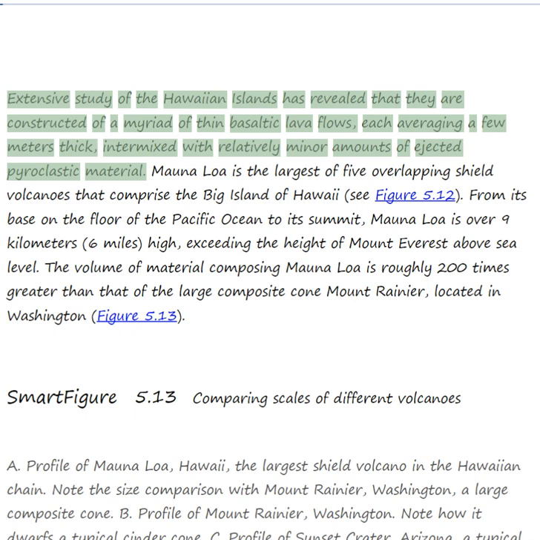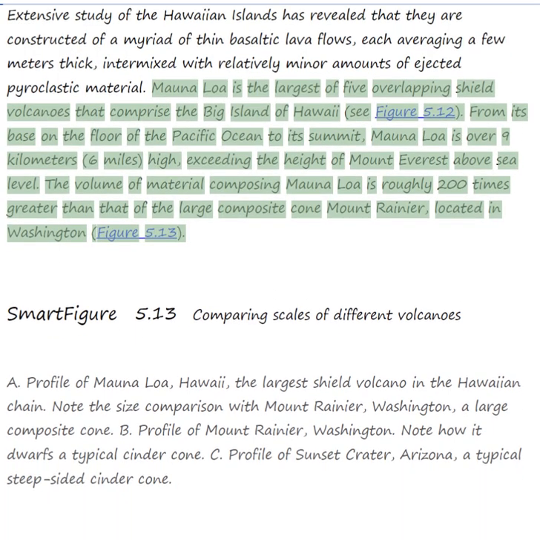Extensive study of the Hawaiian Islands has revealed that they are constructed of a myriad of thin basaltic lava flows, each averaging a few meters thick, intermixed with relatively minor amounts of ejected pyroclastic material. Mauna Loa is the largest of 5 overlapping shield volcanoes that comprise the Big Island of Hawaii. From its base on the floor of the Pacific Ocean to its summit, Mauna Loa is over 9 kilometers high, exceeding the height of Mount Everest above sea level. The volume of material composing Mauna Loa is roughly 200 times greater than that of the large composite cone Mount Rainier, located in Washington.